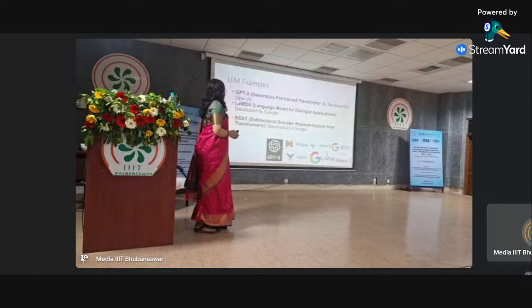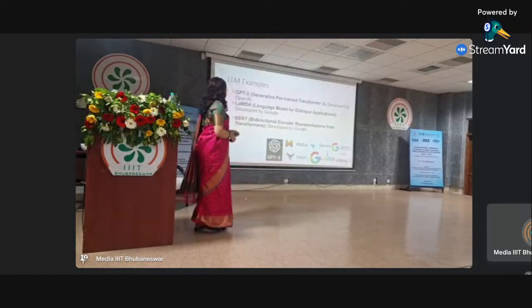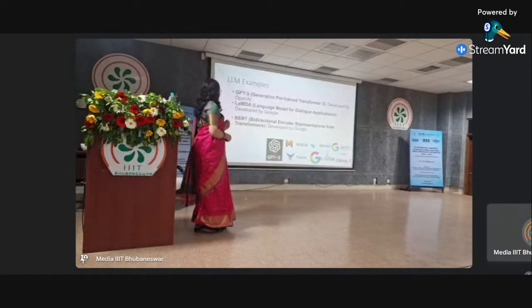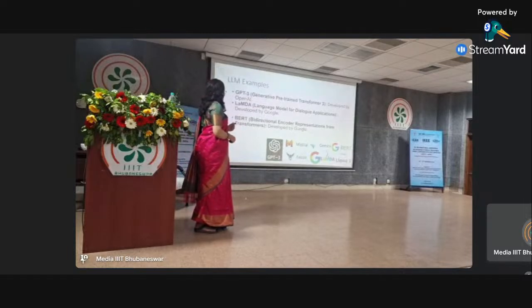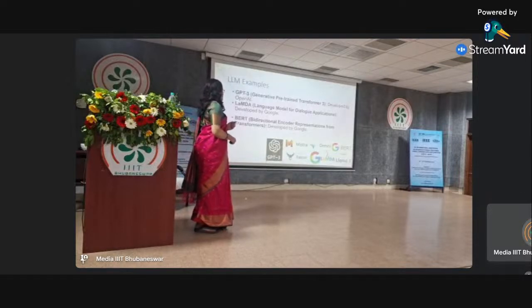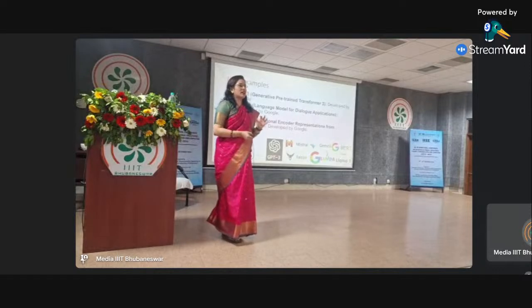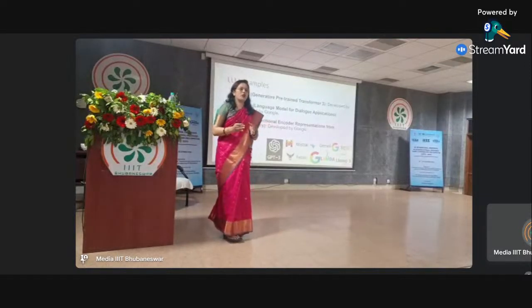And what are the common examples of different large language models? The commonly used ones are GPT-3, which stands for Generative Pre-trained Transformer 3, developed by OpenAI. Then LaMDA, which stands for Language Model for Dialogue Applications, developed by Google. And then BERT, which stands for Bidirectional Encoder Representations from Transformers, again developed by Google. And then this screenshot shows that all the major companies in the AI race are also in the large language model race.